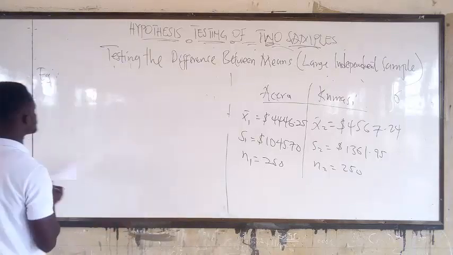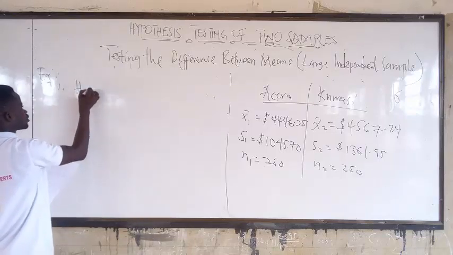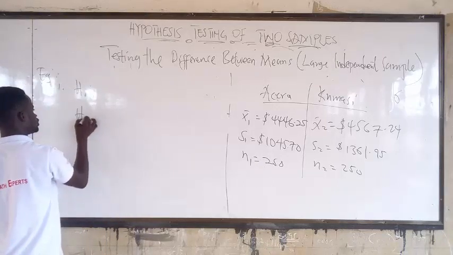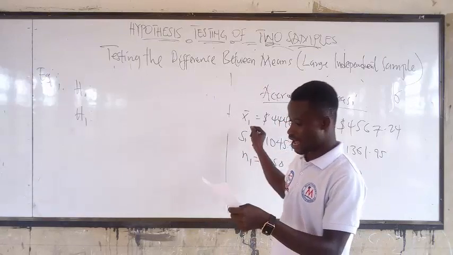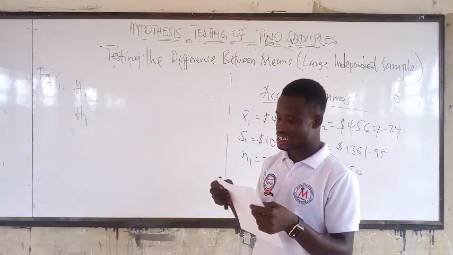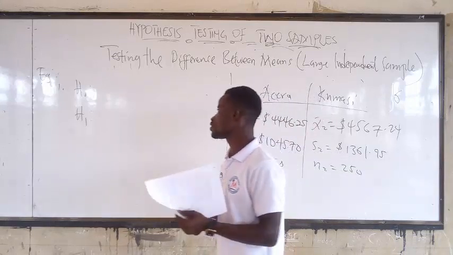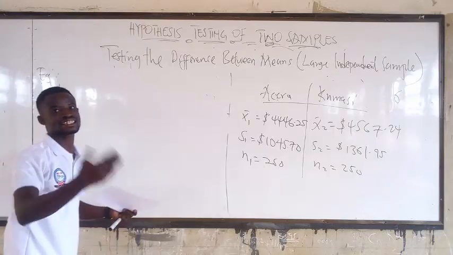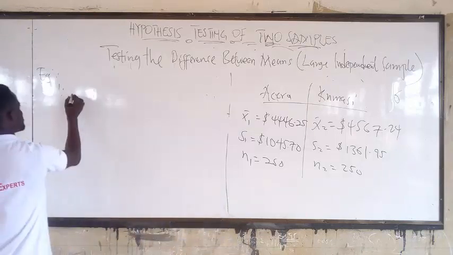first of all, how will you state your H0 and your H1? So when you check the question where I underlined it, it says that there is a difference in the mean. So if it's different, you have to know that the claim says that there is a difference, right? So you know that the H naught is going to be equal to.